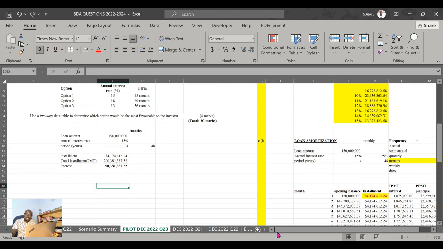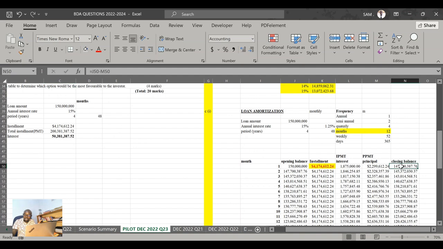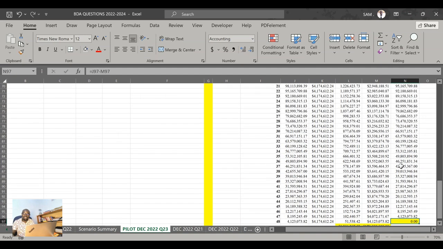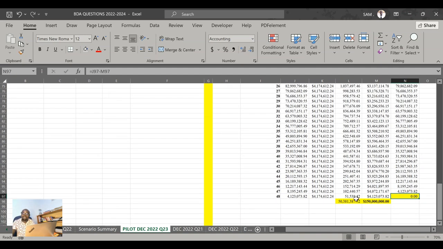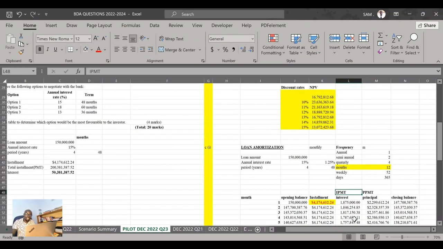That same amount is what we got from the loan amortization which we did. If I refer to the loan amortization, you can see that we got the total interest of 50 million, 387.52. It is the same amount. So this is just a shortcut. Here we did amortization, but here we are getting the total interest to be paid using this shortcut: getting the total repayment, the total installment, and deducting the principal amount to get the total interest at the end of the period.